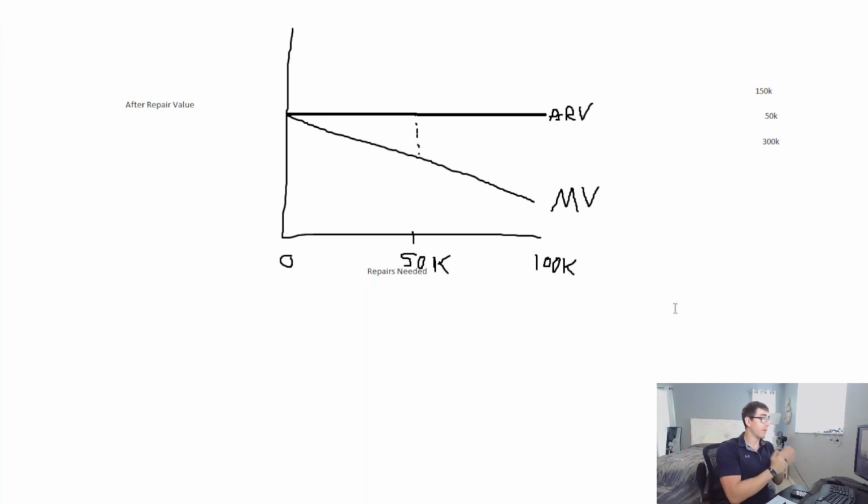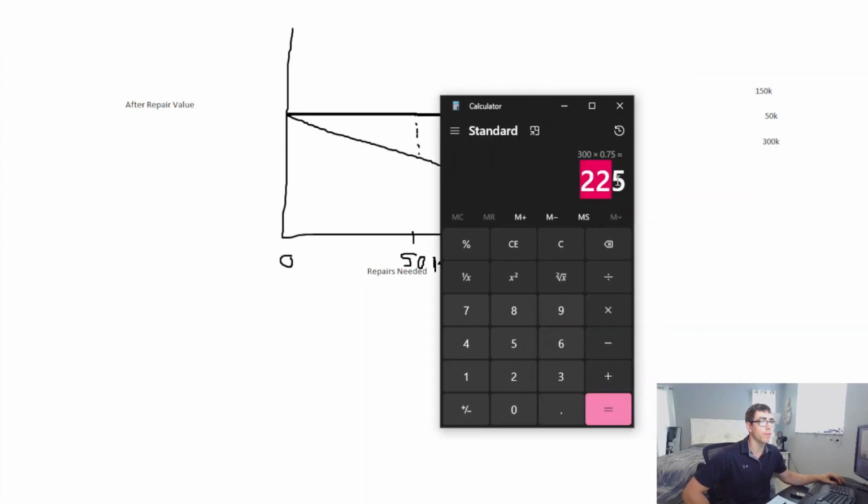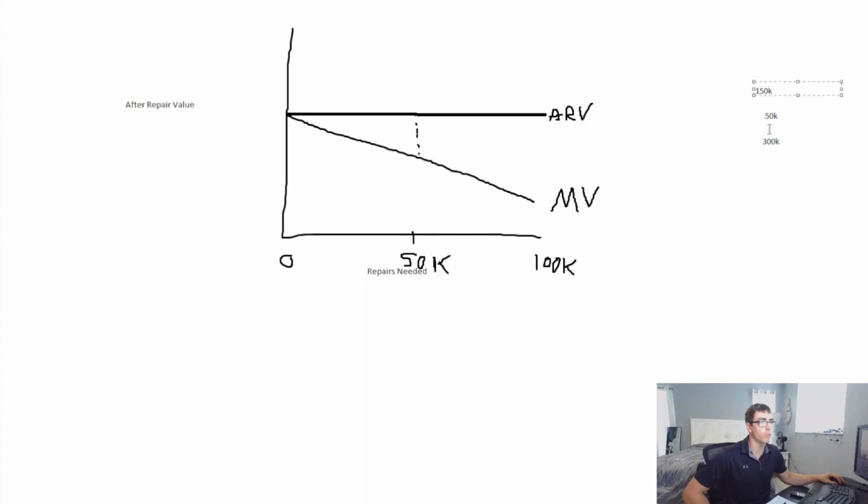If you refinance, here's the cool thing. Depending on your lender, you can pull out about 75% of the after repair value. So you can take 300,000 times 75%, and you can pull out 225,000, which you can see is $25,000 greater than the money that you have into the property. So with this strategy, it's kind of cool.